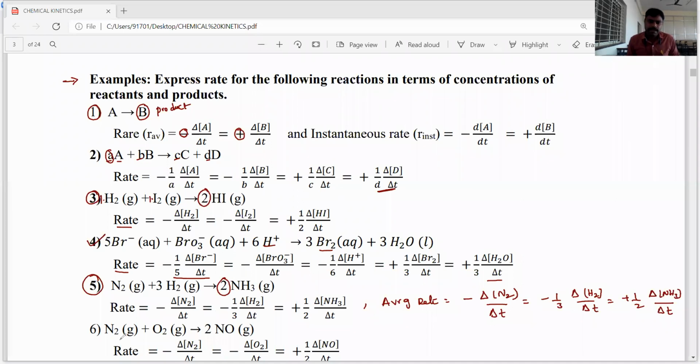Okay, dear students, the same way: N2 plus O2 is converted into 2NO. For this also, the rate expression, the average rate, is equal to minus delta N2 by delta T, which equals minus delta O2 by delta T, which equals plus 1 by 2 into delta NO, the change in the concentration of NO, by delta T. Okay, dear students, this is the sixth example. Let's see the remaining examples.